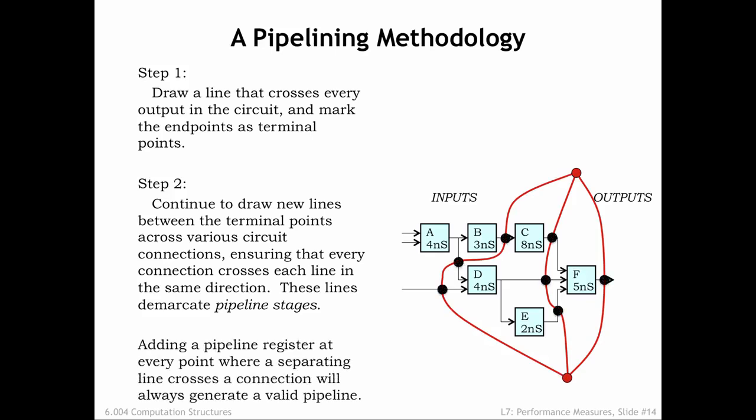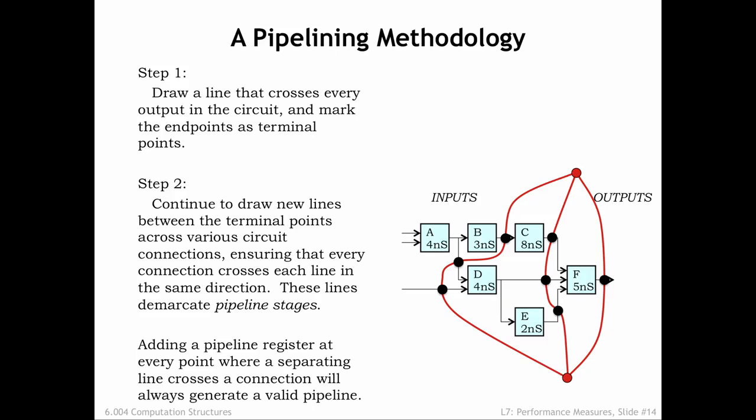Place a pipeline register wherever a signal connection intersects the pipelining contours. Here we've marked the location of pipeline registers with large black dots. By drawing the contours from terminal point to terminal point, we guarantee that we cross every input-output path, thus ensuring our pipeline will be well formed.